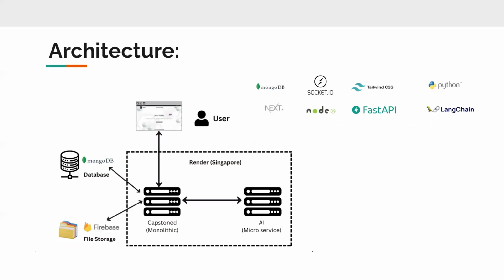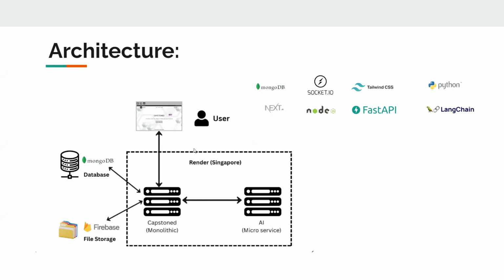The main architecture of our project: the front end and back end were developed on Next.js, which is built on top of React and is a successor of React with many features built in. Our database was MongoDB. We use Firebase file storage for storing files and documents throughout the portal, including proposals and templates. We have deployed our Next.js web app, Capstoned, on Render.